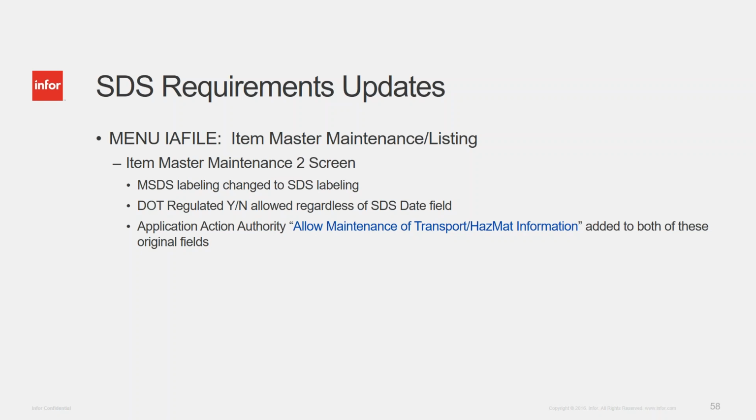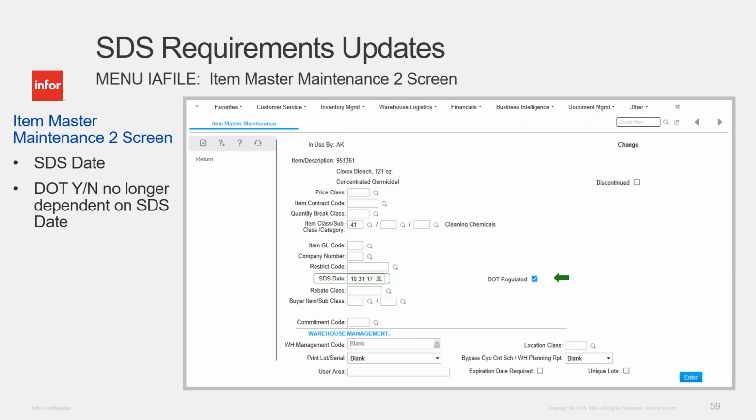The big change is that both of these fields are now protected by that new application action authority that I mentioned, allow maintenance of transport hazmat information. If the user is not authorized, they cannot change the hazmat screens, and they will not even display to them. And here's the sample of the updated screen. The big update is that M, we made it go away.